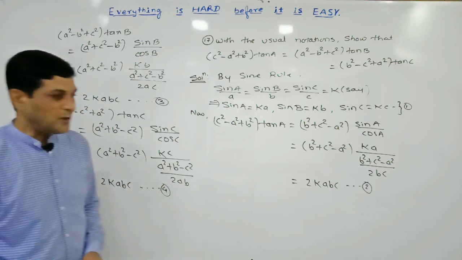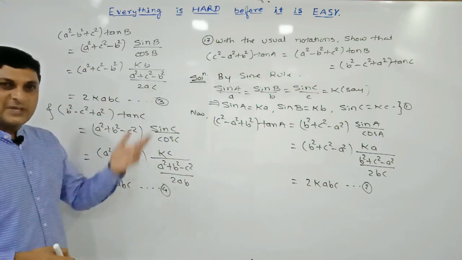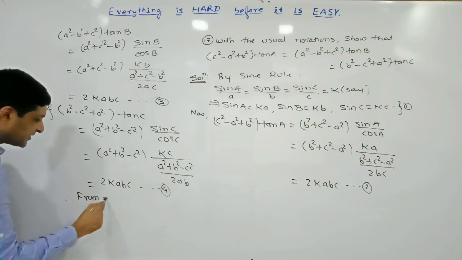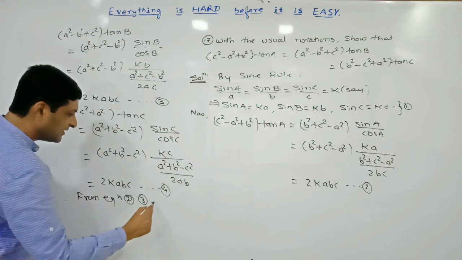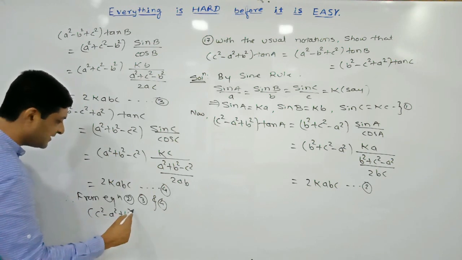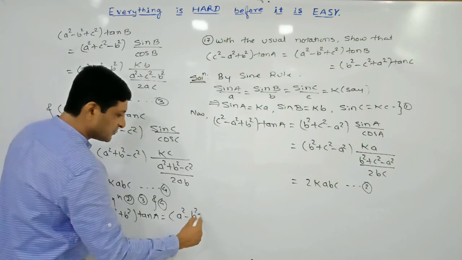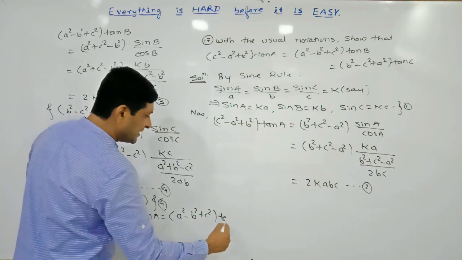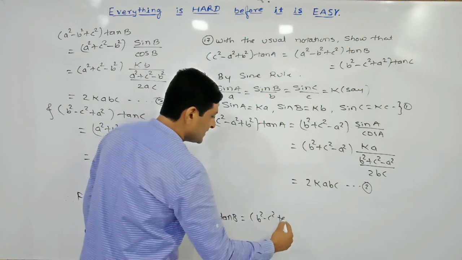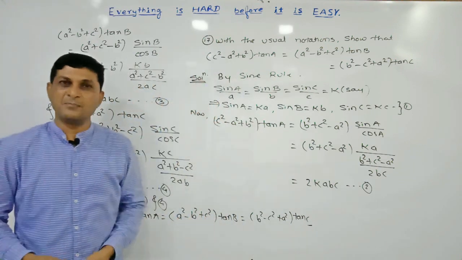In this way, we can observe that from equations 2, 3 and 4, the right hand sides are equal, means we can say that the left hand sides are also equal. Hence, from equations 2, 3 and 4, we can say that (c square minus a square plus b square) into tan a will be equal to (a square minus b square plus c square) into tan b is equal to what? (b square minus c square plus a square) into tan c. And in this way we have shown that the values of these three terms are equal.